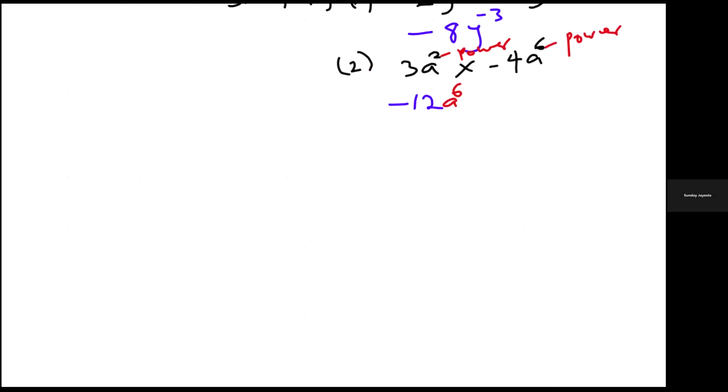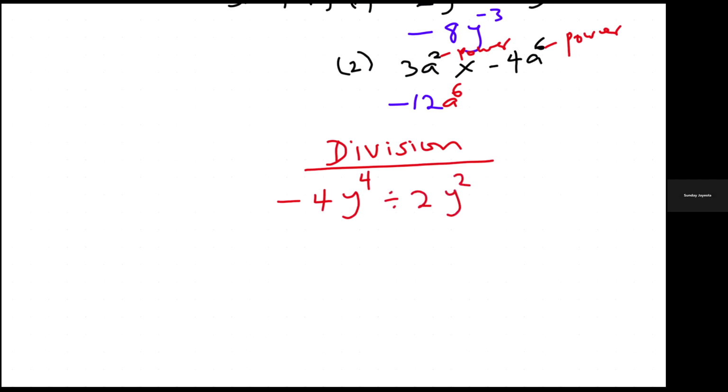Division. We're going to use the same process for the division. If you have negative 4y raised to power 4 divided by 2y raised to power 2, the same process.